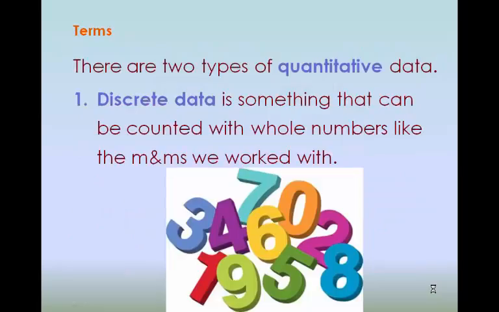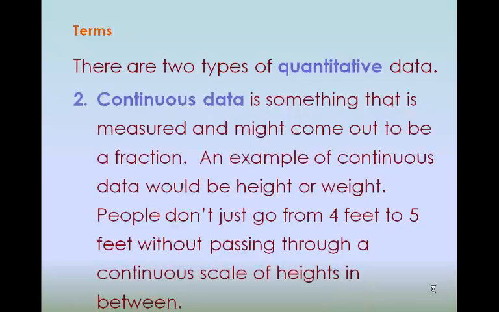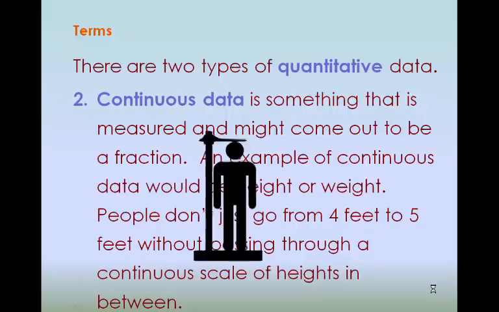There are two types of quantities or quantitative data. Discrete data is something that can be counted with whole numbers, like the M&Ms we worked with. So you can count things with just whole numbers. You have 5 of these, you have 8 of these, you have 10 of these. So that's discrete data. Continuous data is something that is measured and might come out to be a fraction. An example of continuous data would be height or weight. People don't just go from 4 feet to 5 feet without passing through a continuous scale of heights in between.